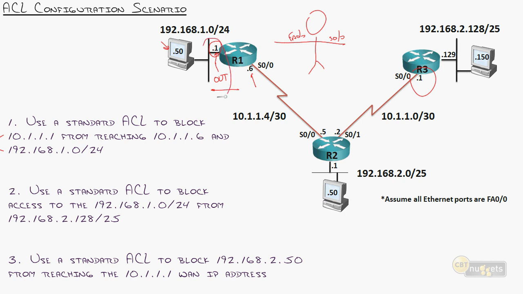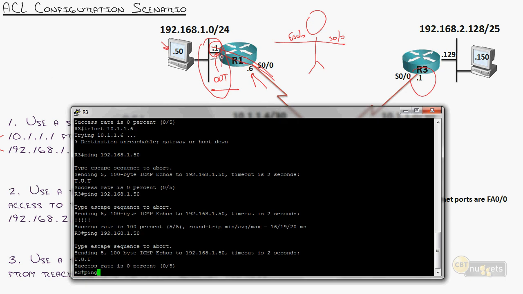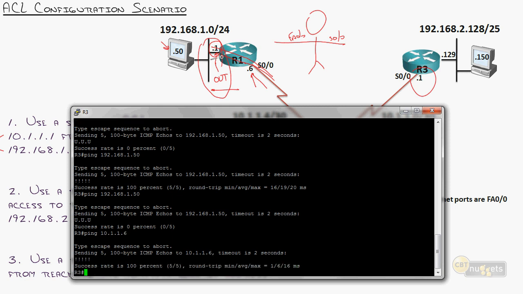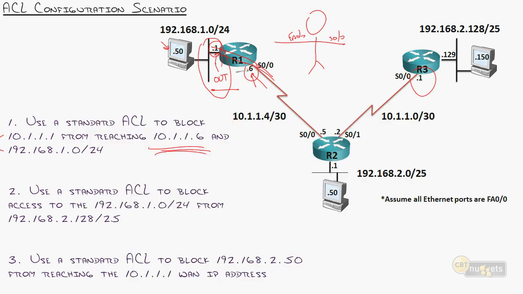If it's applied outbound right here, then getting here, which is one of the objectives, block him from reaching it, it's not going to be there because I've removed it from this. So he's going to have no problem reaching this. It's just when he tries to go out right here that he's going to be blocked. So let's just verify. Ping 10.1.1.6. Good. So again, verifying that this was indeed the correct place to put that access list.